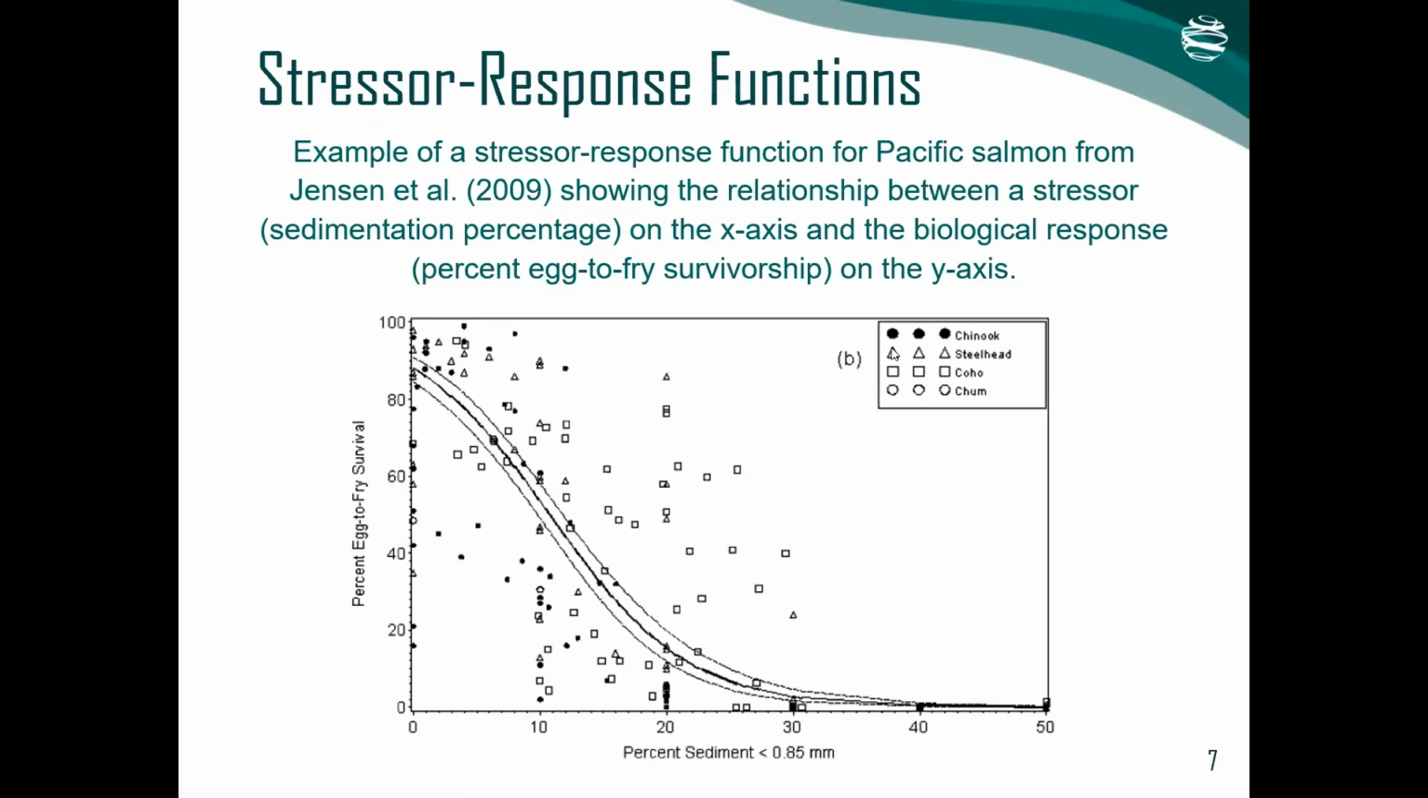The whole CEMPRA toolbox is based around stressor response functions. Stressor response functions are the foundation of this toolboxing framework. Stressor response functions are also referred to as dose response curves, but mainly they include anything that we have a raw stressor variable on the x-axis and a biological response on the y-axis. The example from Jensen below shows the percent fines in habitat on the x-axis and then the biological response for egg to fry survival of very specific salmon on the y-axis.